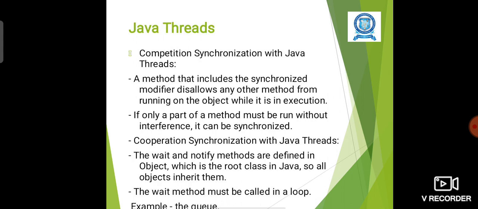Java threads. A method that includes the synchronized modifier disallows any other method from running on the object while it is executing. If only a part of the method must be run without interference, it can be synchronized.